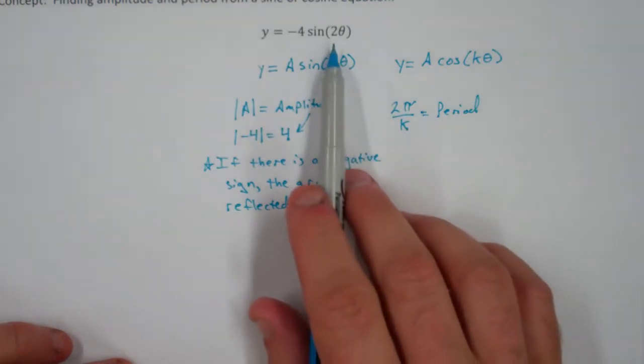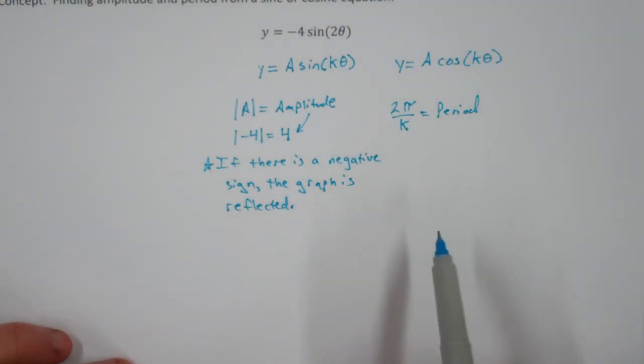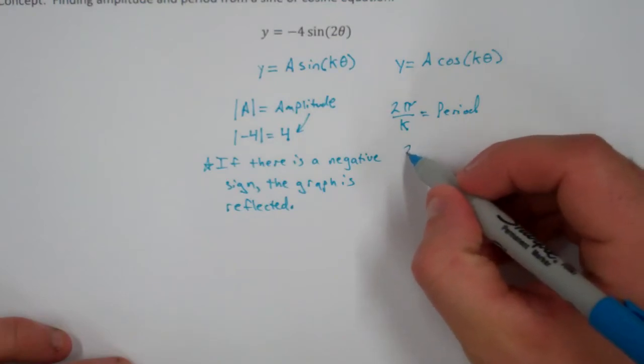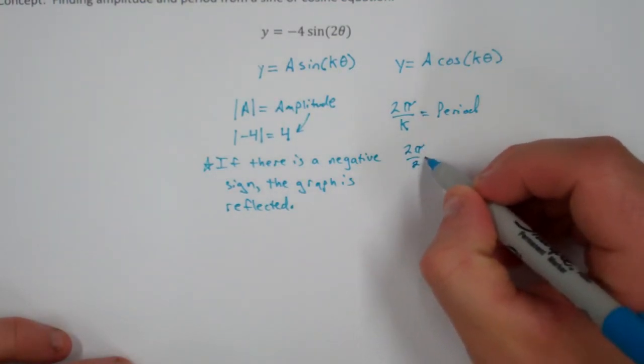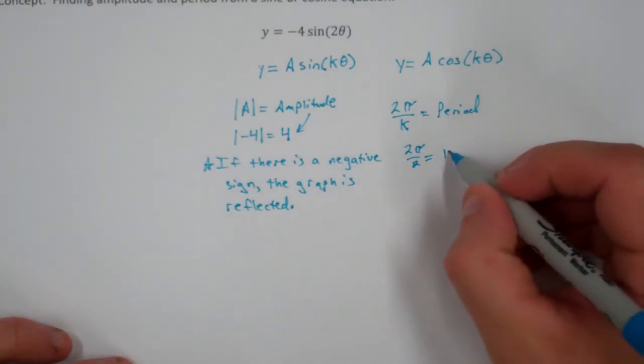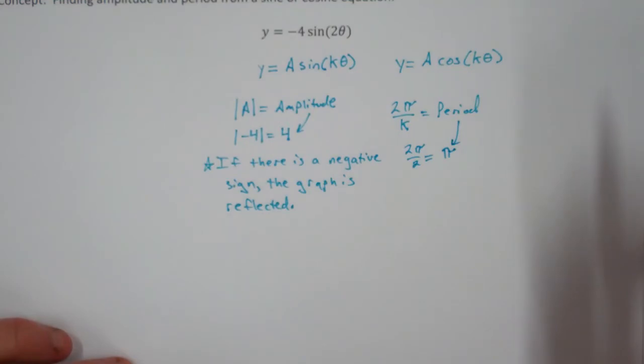For the period we want to take this value k, substitute it into this quick little formula, and then see what the period is. So if we were actually doing this problem, this case is going to be 2 pi over 2. Of course the 2's cancel, that's just 1, and we'll be left with pi. So the period for this one is just going to be pi.